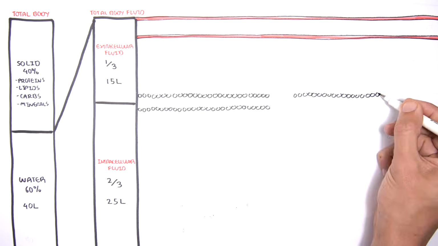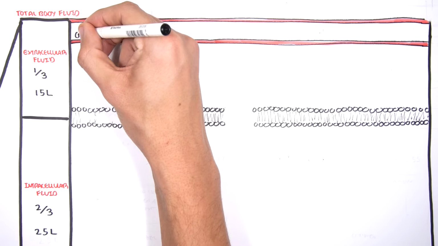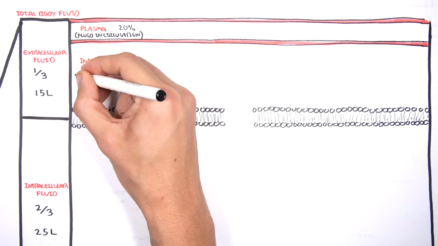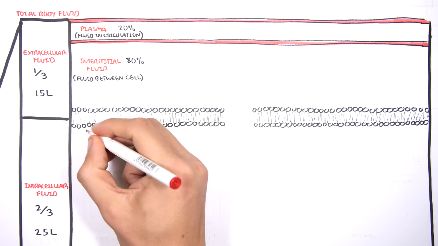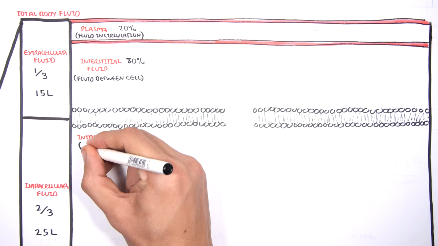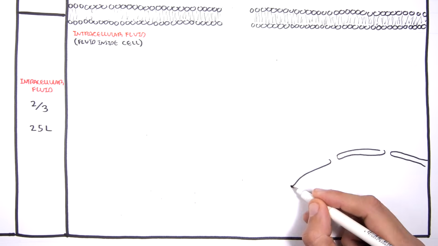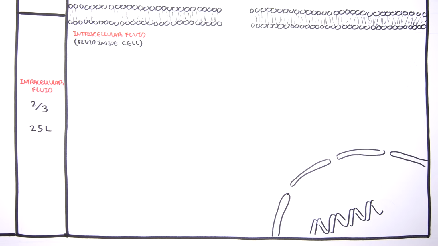ECF can be further divided into the plasma, which is fluid in the circulation. Fluid in the circulation makes up about 20% of the extracellular fluid. The remaining 80% is found in the interstitium, which is fluid found between the cells. The intracellular fluid, ICF, is basically fluid that's inside the cell, and as mentioned, is where most of the total body fluid is found. Inside the cell means basically where the nucleus is, and again, the nucleus holds the cell's DNA.